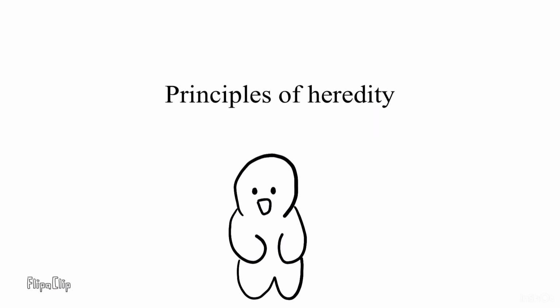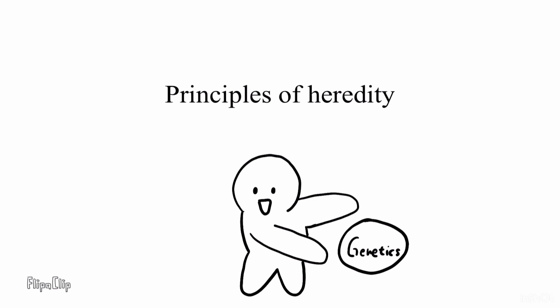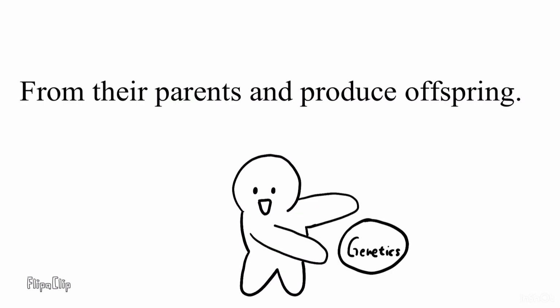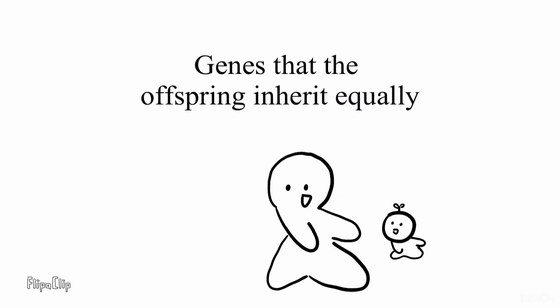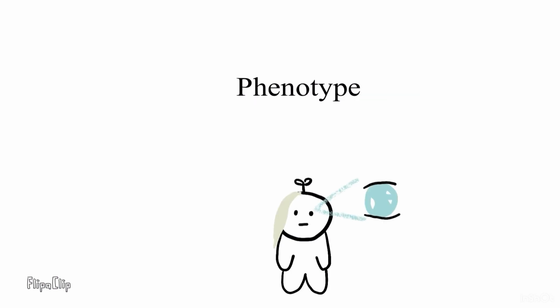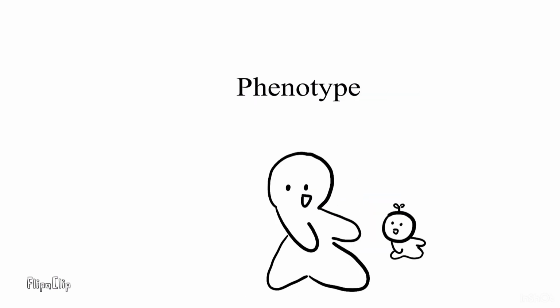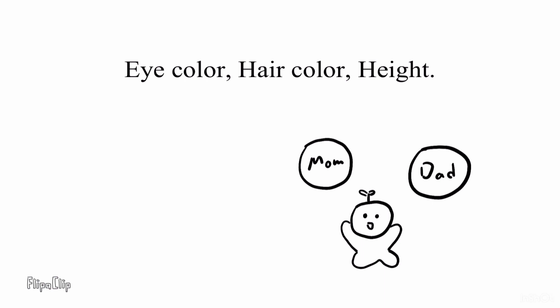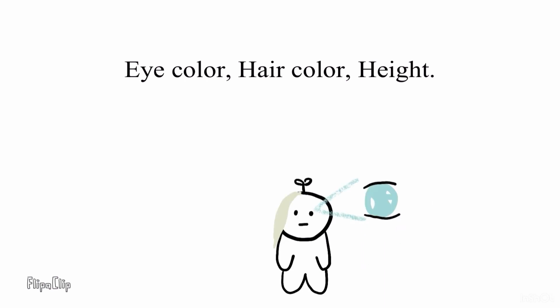For your understanding, the principles of heredity explain the process by which organisms inherit genes from their parents and produce offspring. Some of the genes that the offspring inherit equally from both parents determine their phenotype, such as eye color, hair color, and height.